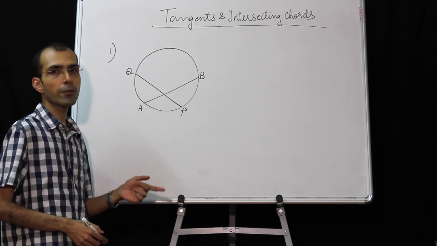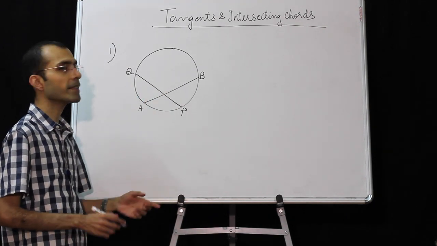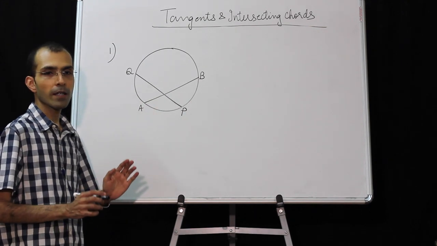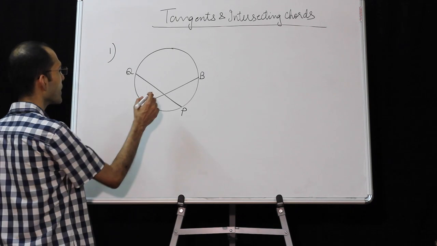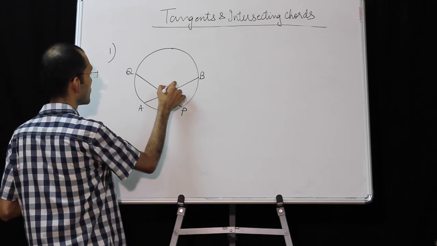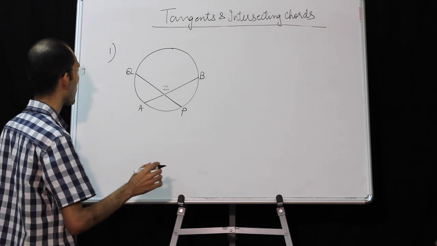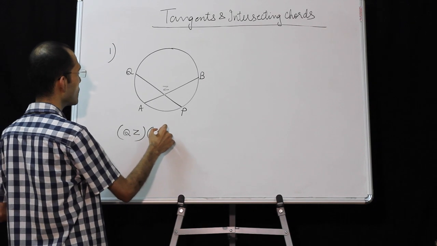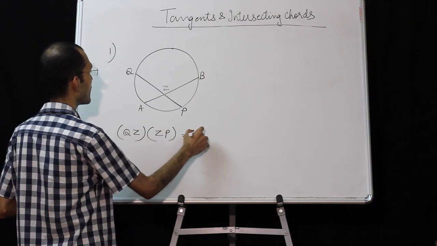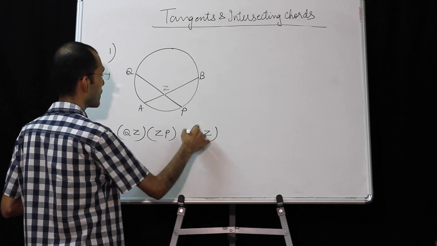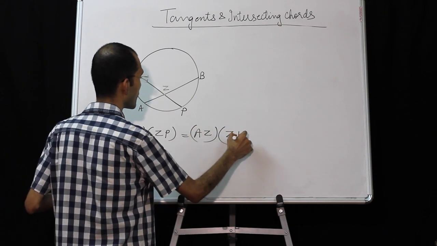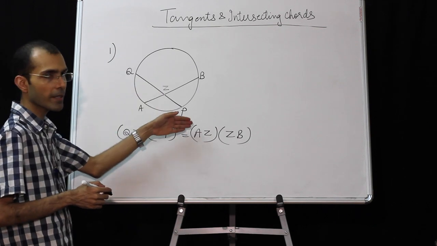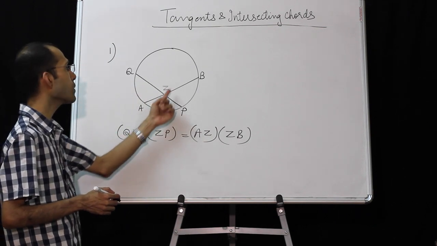AB and PQ are two intersecting chords. They meet at point Z. The property says QZ into ZP is equaling AZ into ZB. QZ into ZP is equaling AZ into ZB.